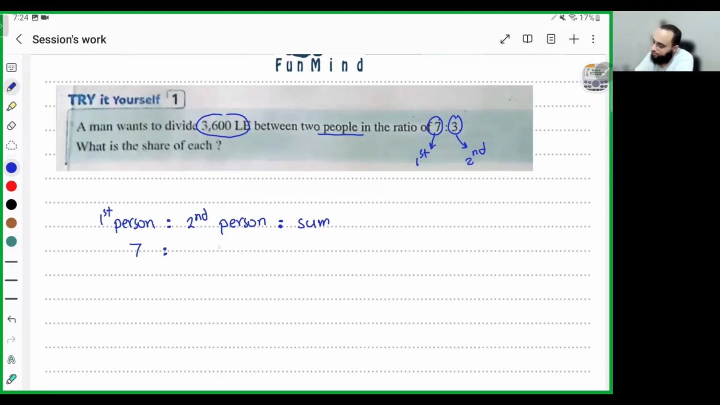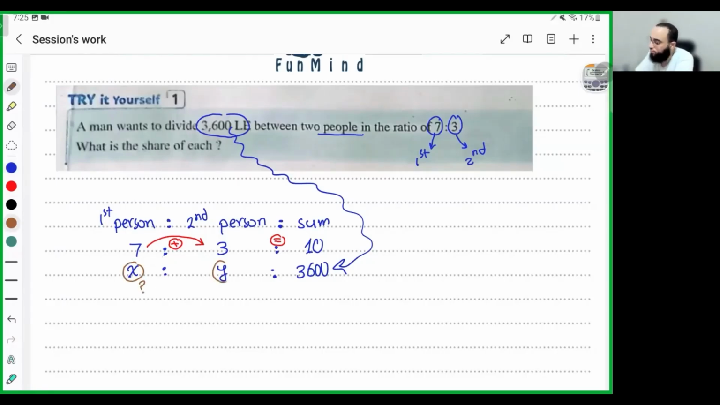3. So right now, the first step is to add them together. 7 plus 3, 10. So write the 10 here. What's below the 10? The actual sum that was in the question. What's the actual sum? Yes, put it here, below the 10. Write x, write y, and right now we are calculating the value of x and the value of y. This is a question. He needs the value of x and the value of y.